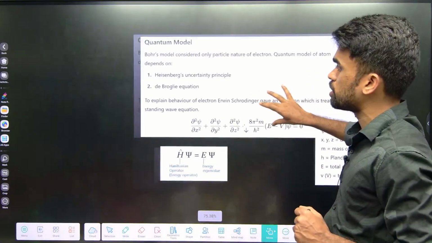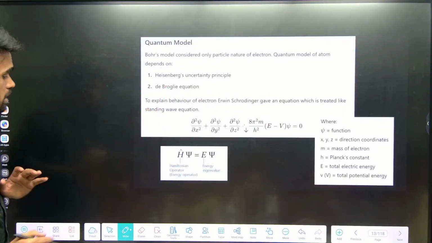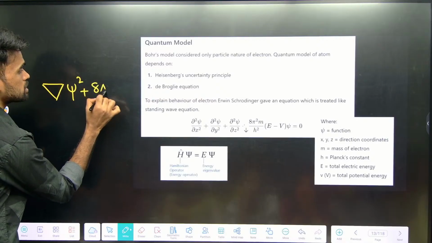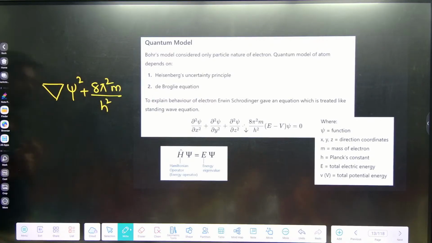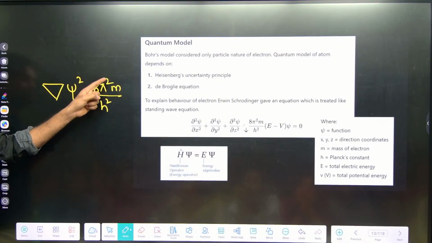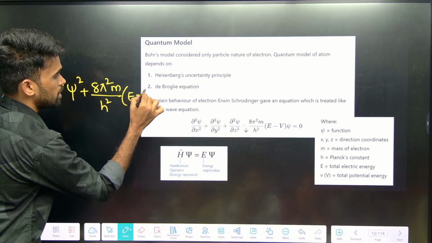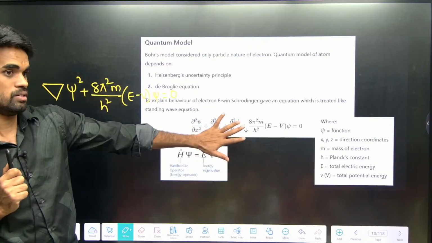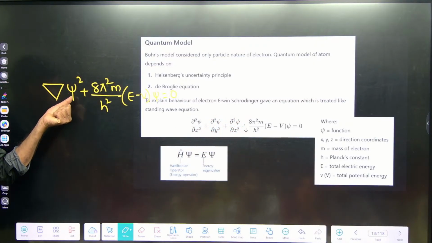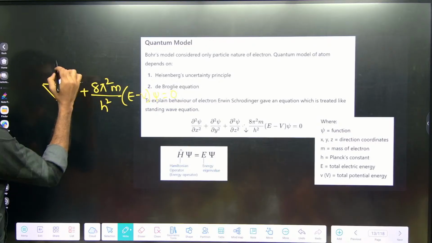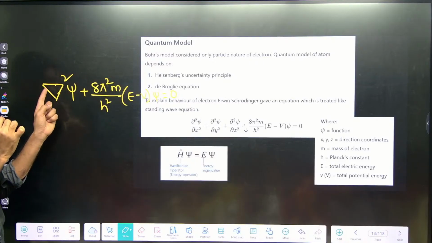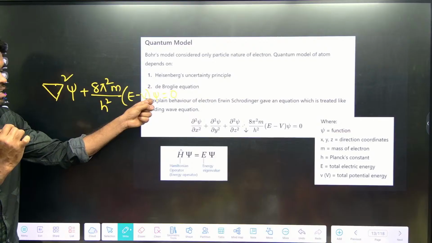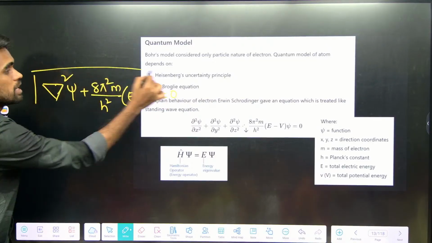Now I will tell you how to remember that Schrödinger equation. They won't ask you how they got these. You just take one del like this: del square psi plus 8 pi square m by h square into E minus V psi equals 0. If you see this, you might feel scared, but you can at least remember it like this: del square psi plus 8 pi square m by h square E minus V psi equals 0. So this is what the Schrödinger equation means.